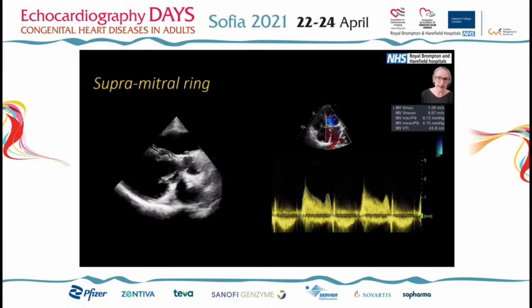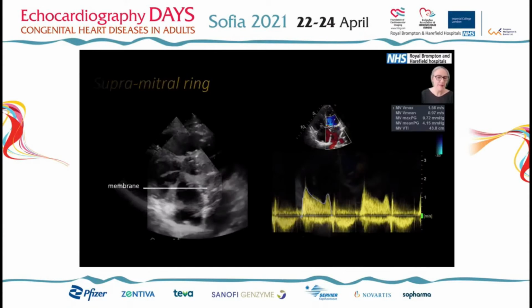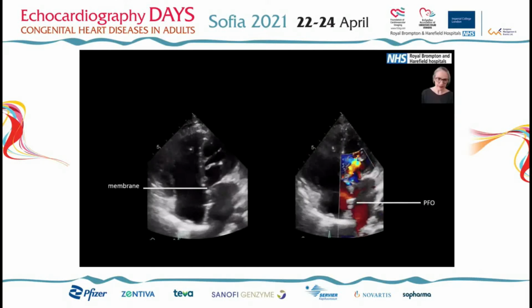You see the membrane there nicely, and this one has a mean gradient of 4 millimeters of mercury. So both these conditions with these anomalous membranes do cause obstruction. They're considered to be obstructive lesions.